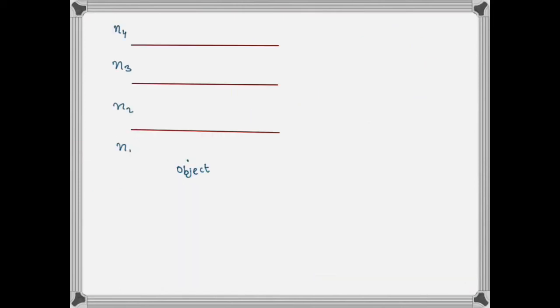Now I've taken again, there is an object, this medium is n1, n2, n3, n4, and light will move from the object and it will refract thrice and then finally come to the n4 medium.